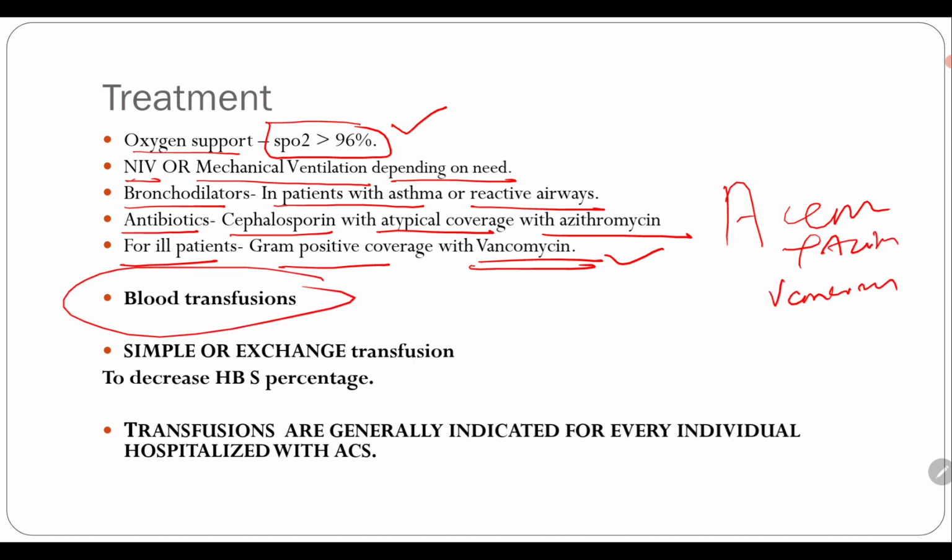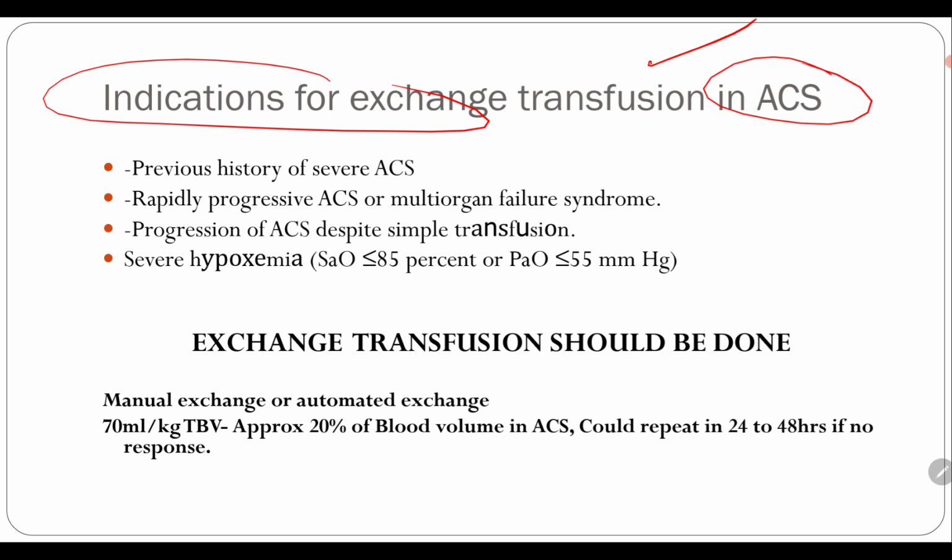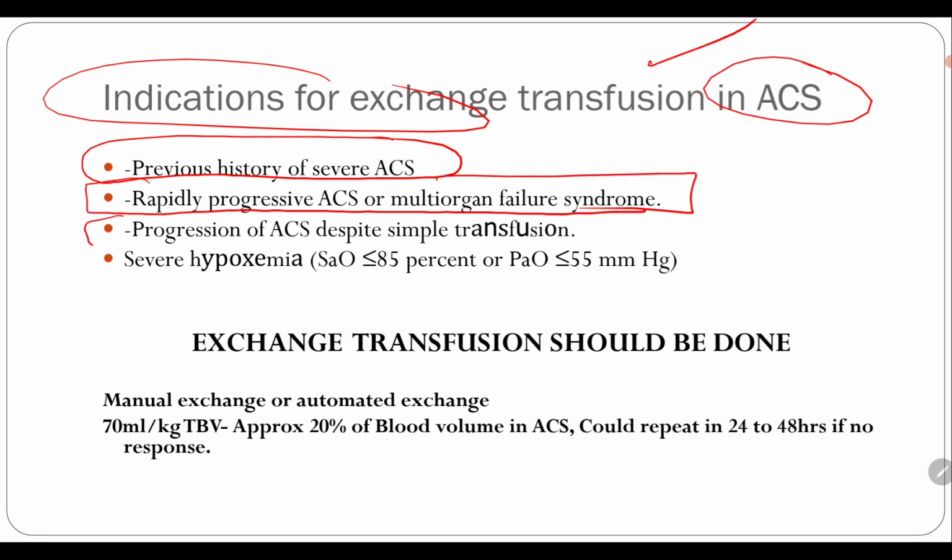Blood transfusion is very important. Simple or exchange transfusion has to be given to decrease the HbS percentage. Exchange transfusion is generally indicated for every individual hospitalized with acute chest syndrome. What are the indications for exchange transfusion in acute chest syndrome? A previous history of severe acute chest syndrome, and rapidly progressive ACS that will cause multi-organ failure. Progression of ACS despite simple transfusion: after a simple transfusion, if it progresses, then you go for an exchange transfusion.